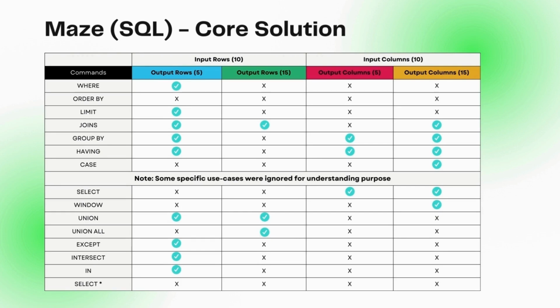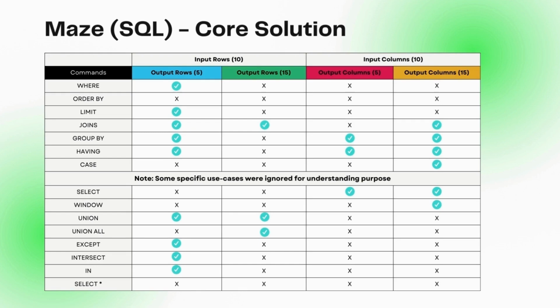Now the numbers 10 rows, 5 rows, 15 rows, these are hypothetical numbers. Basically, you should understand that if output rows is 5, but the input rows were 10, it means output has less number of rows than input. Similarly, if our output rows are 15 and the input rows are 10, it means output rows are more than the input rows. So from this, you should understand whether the input rows are same as the output rows, input rows are more than the output rows, or the input rows are less than the output rows.